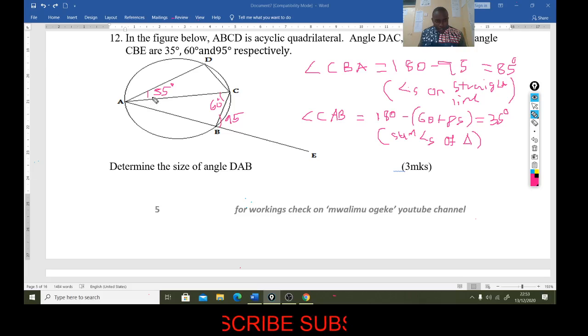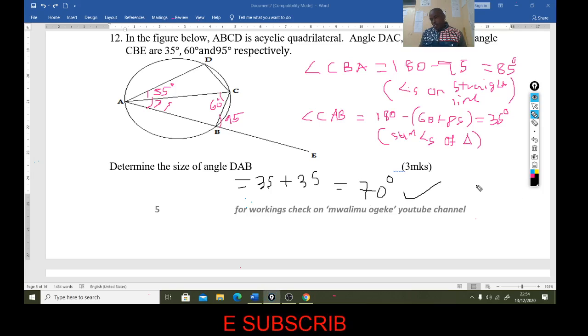So after knowing that this is 35 also, that means you can easily get this DAB to be equal to 35 plus 35, which is equal to 70 degrees. And that is what you are asked to do. Now we move to the next question.